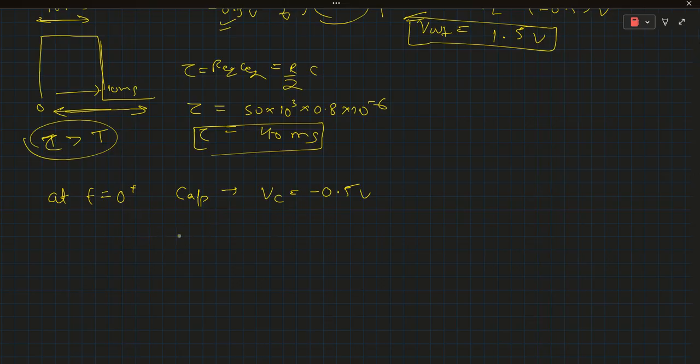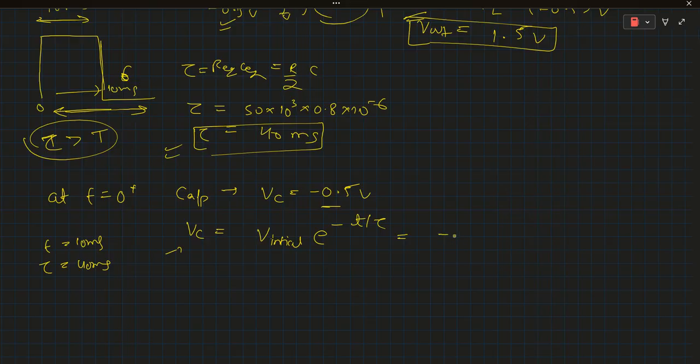How can we calculate it? The discharging expression for the capacitor is V equals V initial, or V final, whatever we have, times e to the power minus t by tau. Okay, so I am ignoring the sign currently. I want the capacitor voltage at t equals 10 millisecond. So our t value will become 10 millisecond, and our tau is 40 millisecond. We calculated the time constant for the circuit.